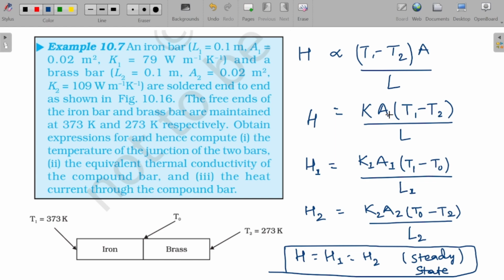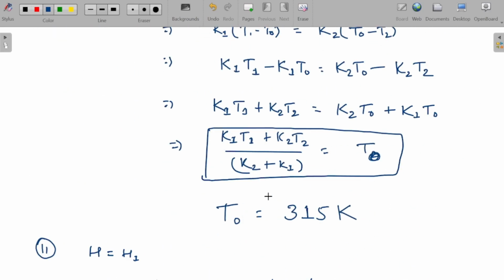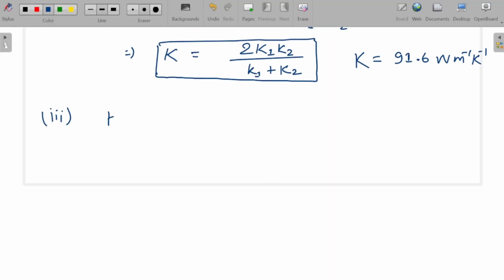T1 is given, T2 is also given here, and L is the complete length from here to here. That will be twice the length of the individual rod. So this will be twice of 0.1 meter. That will be 0.2 meter. So after putting all these values, you can obtain what the value of this heat current is. And it should be somewhere 916.1. I have taken this value from your textbook only. Watt or joule per second, you can say. So this is all for this video.